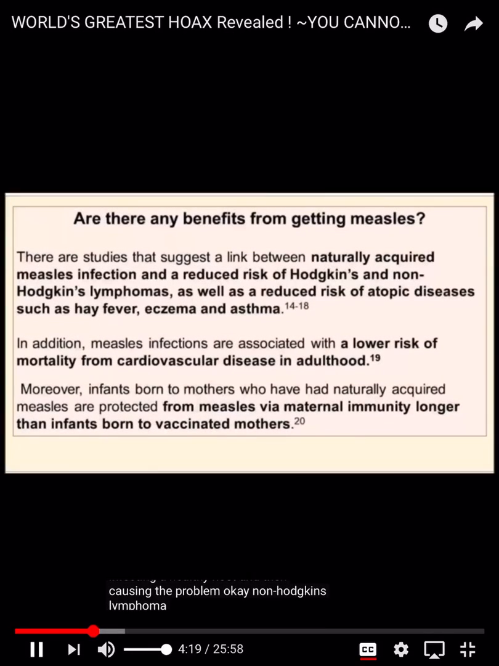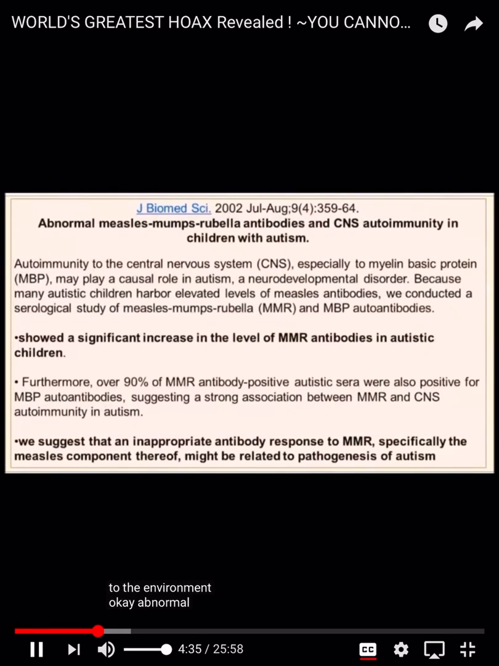Non-Hodgkin's lymphoma, atopic diseases, hay fever, eczema, cardiovascular diseases, all of these lessen if you have this communicating protein in your DNA that helps you adapt to the environment. Then abnormal measles, mumps, and rubella. With the vaccines, you're getting a false protein injected in there, which can damage the brain.